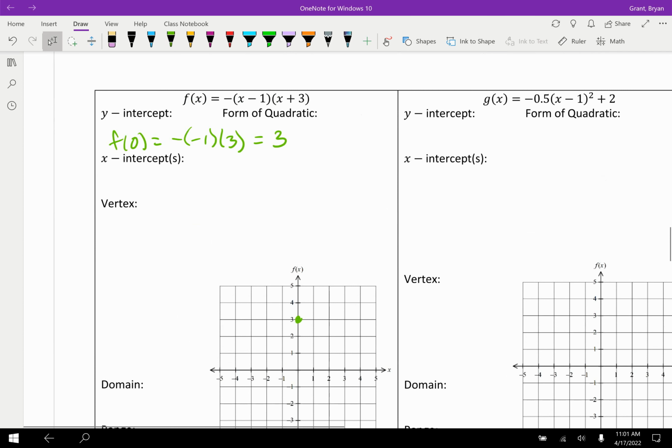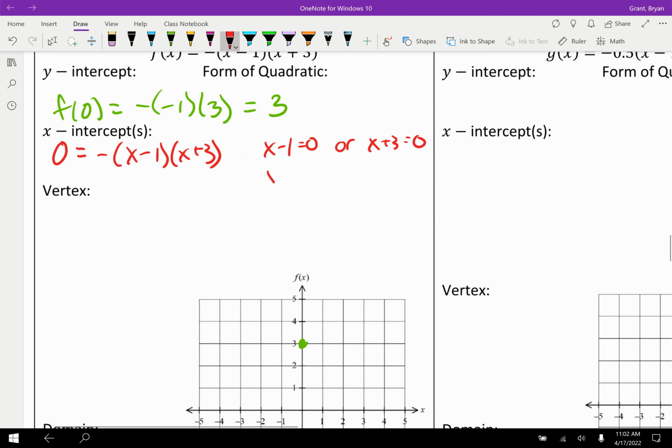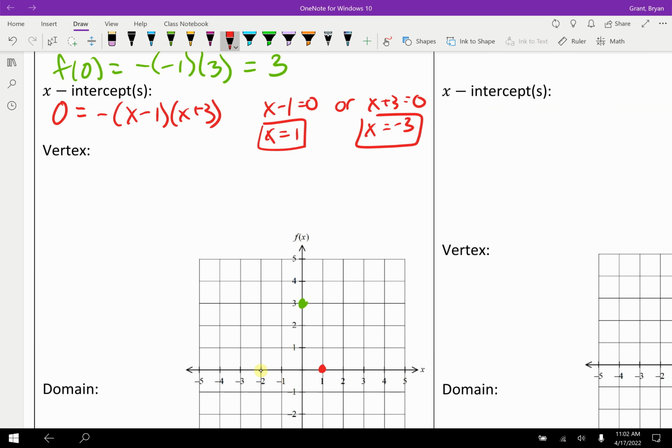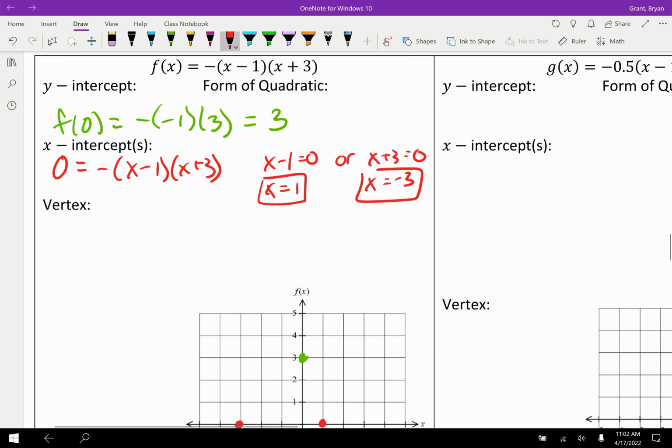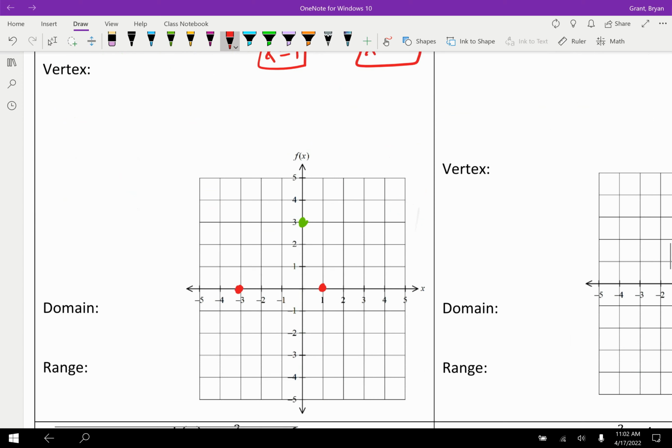Excellent. X-intercepts, we've done this before as well. We're really just going to take each of these and set them equal to 0, but I'll show what we're doing first. 0 equals negative x minus 1 times x plus 3. So that gives me x minus 1 equals 0, or x plus 3 equals 0. And so we end up with an x-intercept of 1, an x-intercept of negative 3. 1 and negative 3.